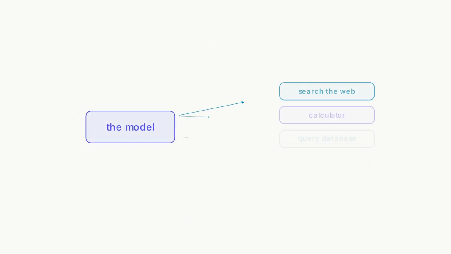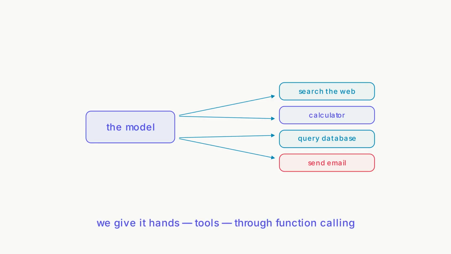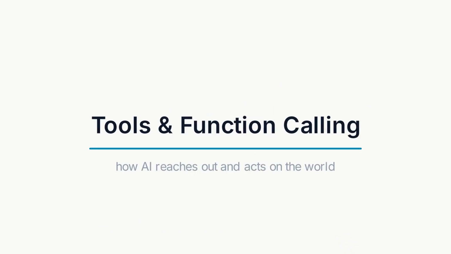So we give it hands, we give it tools, and the mechanism for that, called function calling, is one of the most important ideas in modern AI. It's the difference between a model that talks about the world and an agent that acts in it. This is the tools layer from my video on agentic design, opened all the way up. Let's build it piece by piece and watch a language model reach out and act for the very first time.